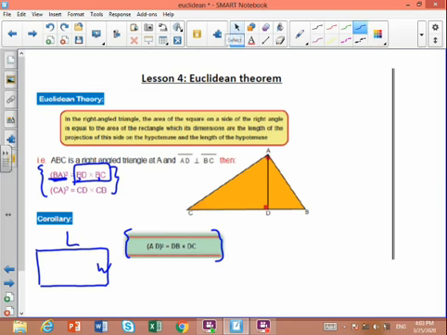Where is the projection? We said that if I have a line and I want to get its projection on another line, I will drop the perpendicular distance. So here I am talking about AB. He's saying that the area of the square drawn on AB or on one side of the right angle triangle equal area to the rectangle, whose length, or one of its dimensions, is the length of the projection of AB on the hypotenuse.